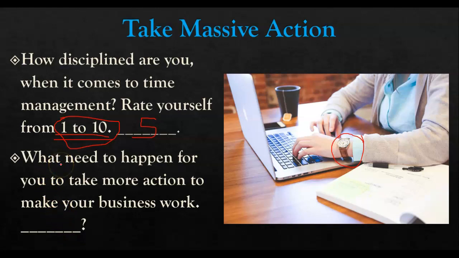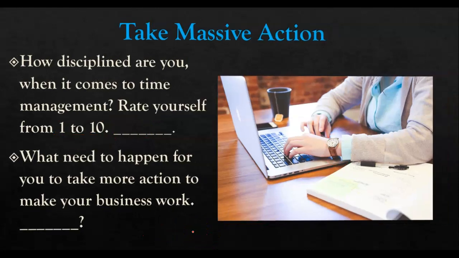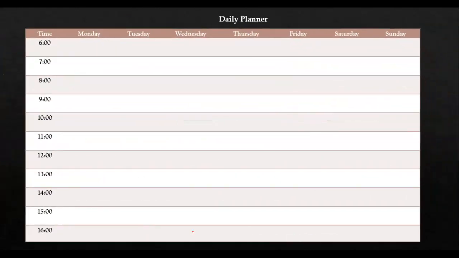You can also make use of other online resources. I'll talk about them later. So what needs to happen for you to take more action? Maybe there are some things you have been doing which are not related to your business. You need to cross them out so that you can do things that are really related to your business to make your business work out.